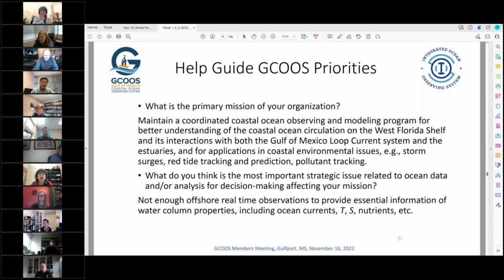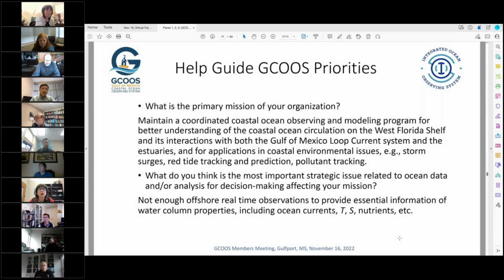So the most important strategy issue for GCOOS, I would think, is that there are not enough offshore real-time observations on the Western Shelf, particularly the northern parts of the Western Shelf. From the center to south Florida part, SECOORA funded 2 real-time moorings, and we leveraged other resources to maintain a total of 4 real-time moorings, but there are none for the northern part of the Western Shelf. It'd be good for GCOOS to consider in the future. Next page, please.